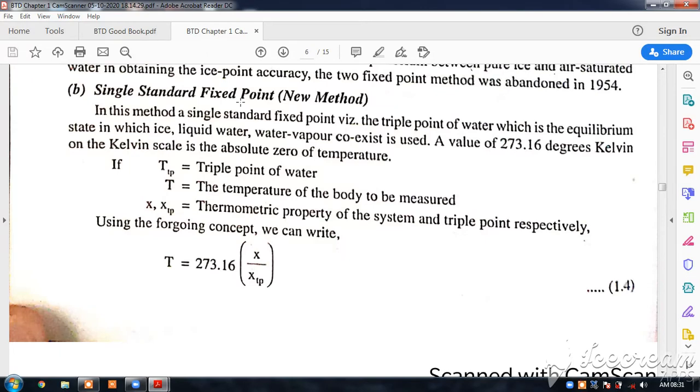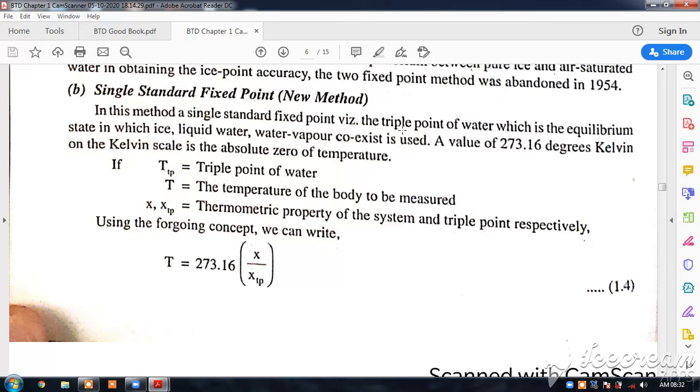In this method, a single standard point, namely the triple point of water, is used, which is the equilibrium state in which ice, liquid water, and water vapor coexist. See, the triple point of water is a condition of equilibrium where ice, liquid water, and water vapor, that is the solid, liquid, and vapor phases, coexist in equilibrium.